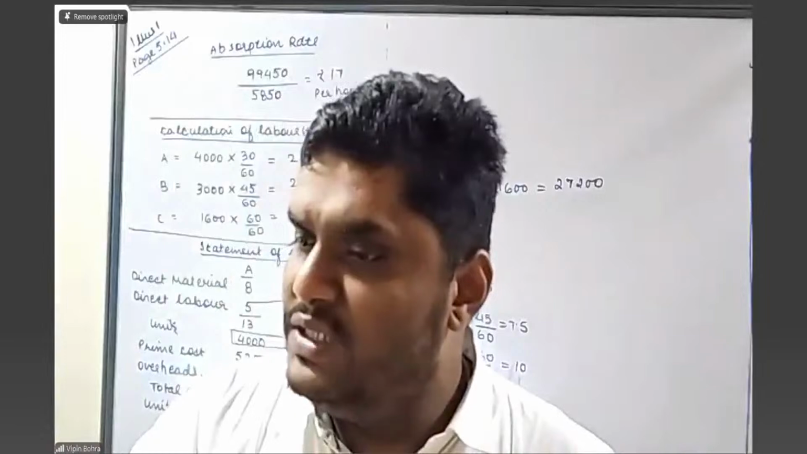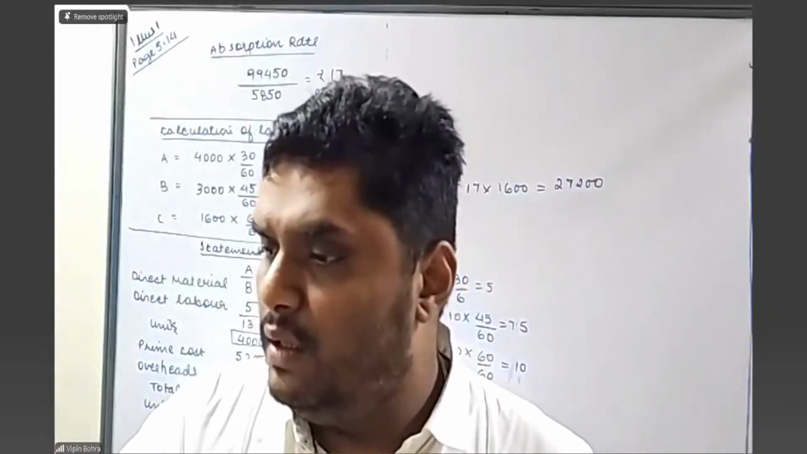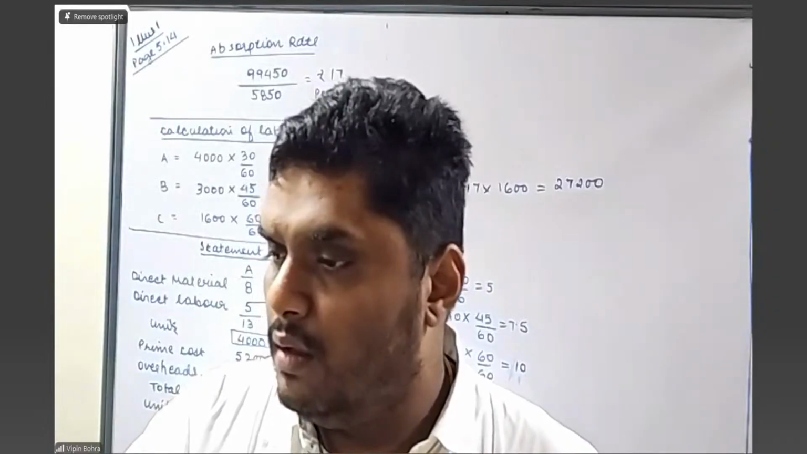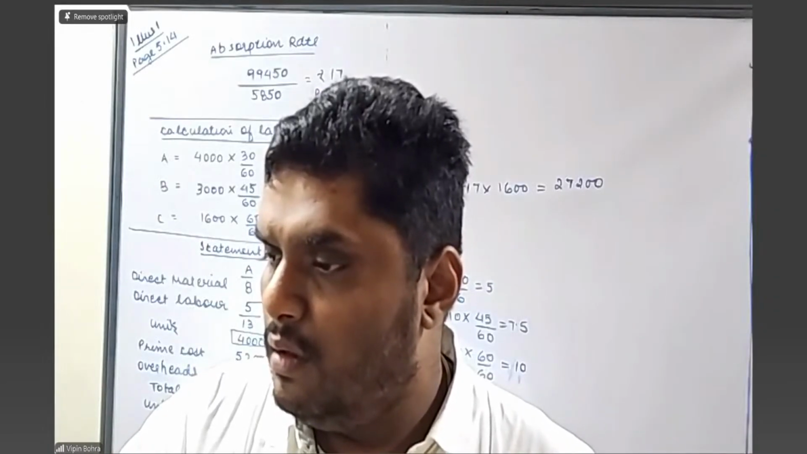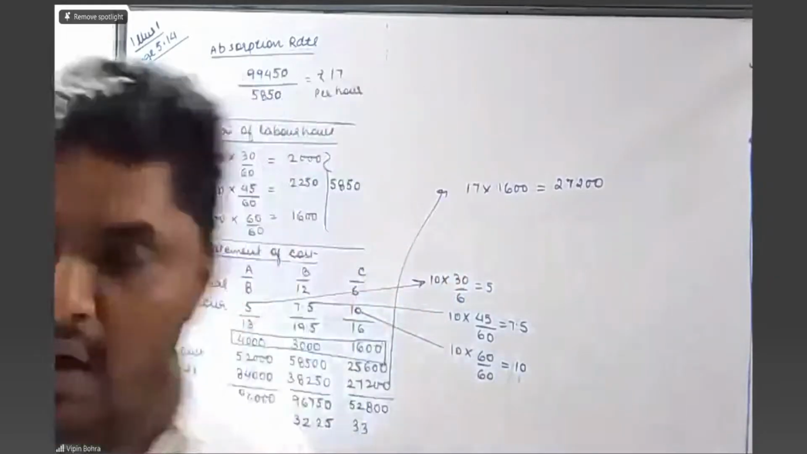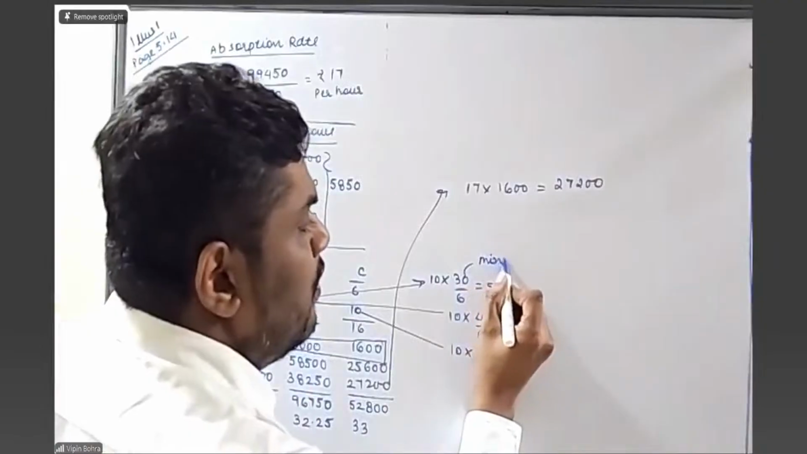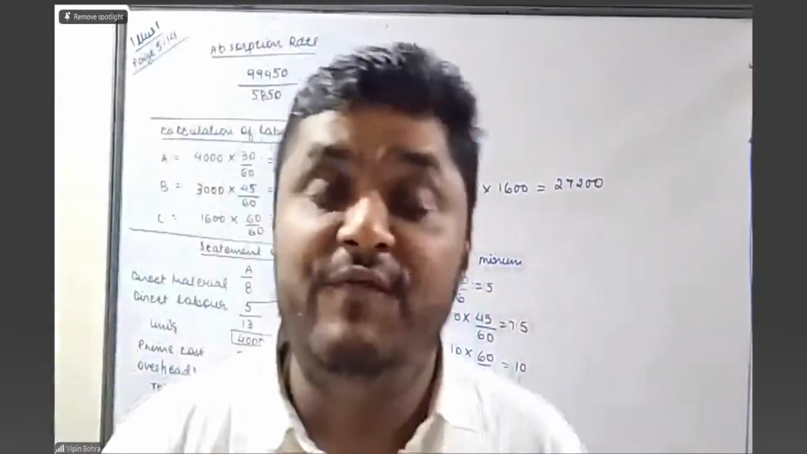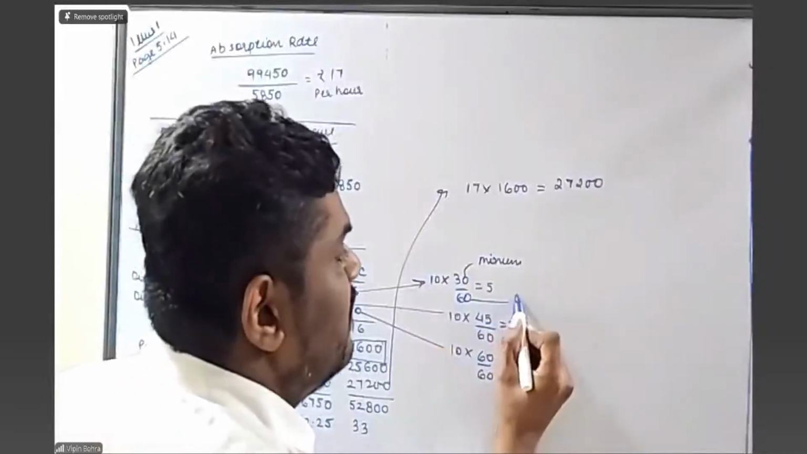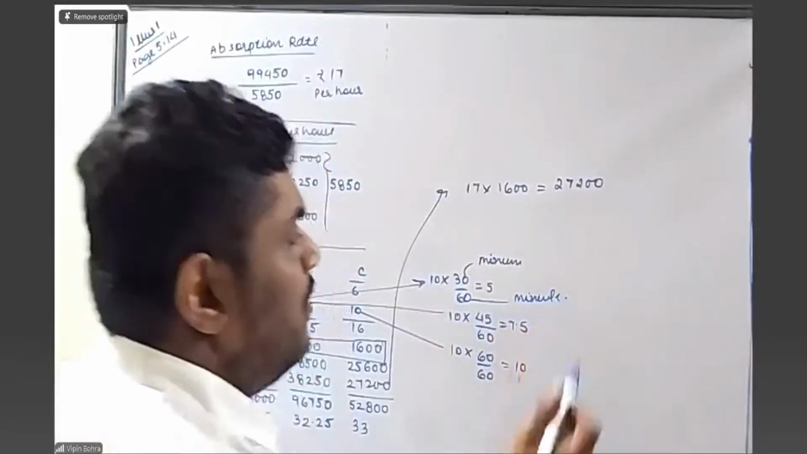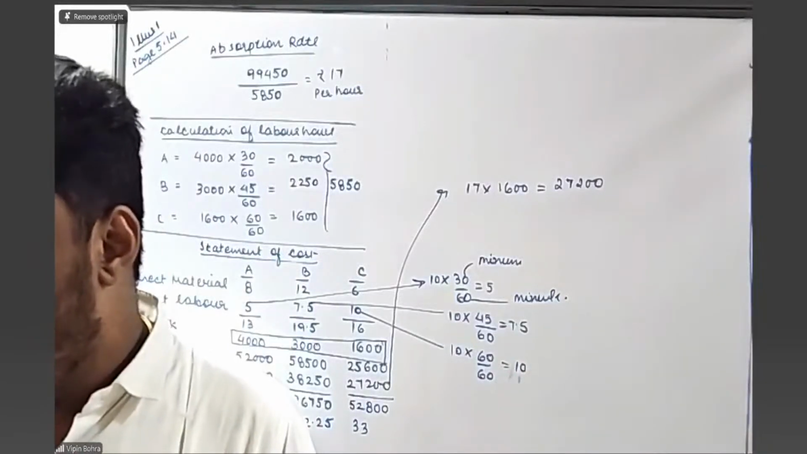Those who have any queries, you can please raise your hand, unmute and ask me. Anyone? Okay, so how 60? See, it is 30 minutes. If you want to convert it into hours, so 30 divided by 60. Medha Sen, I hope it is clear.